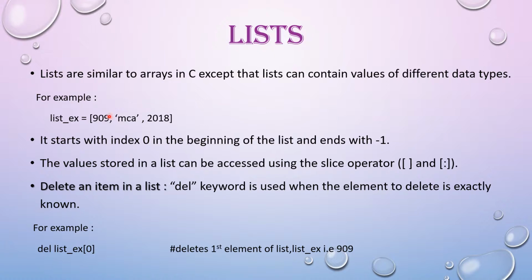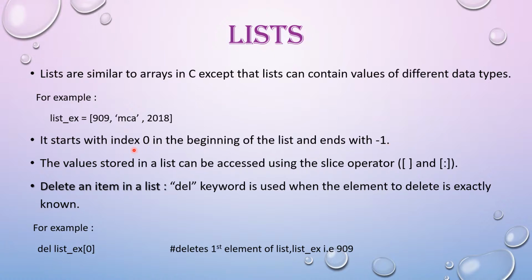Means a list can store various values in it, but it is different from an array in a way that it stores different data types, like 909 is an integer value, MCA is a string value, whereas 2018 is again an integer value. But in an array, we can keep only integer values if we have declared it as int, only string variables if we have declared it as char. It starts with index 0 in the beginning of the list and ends with -1.